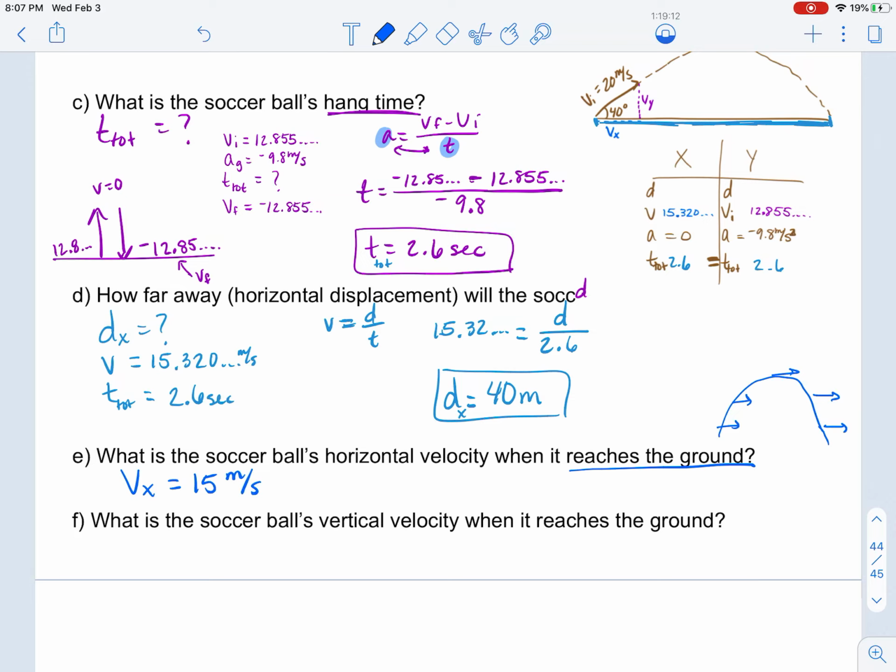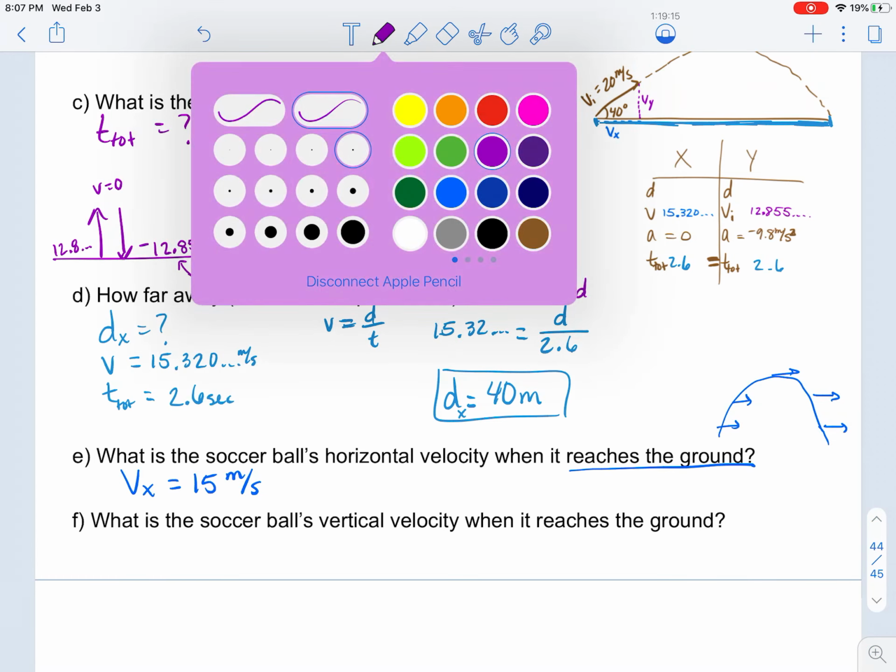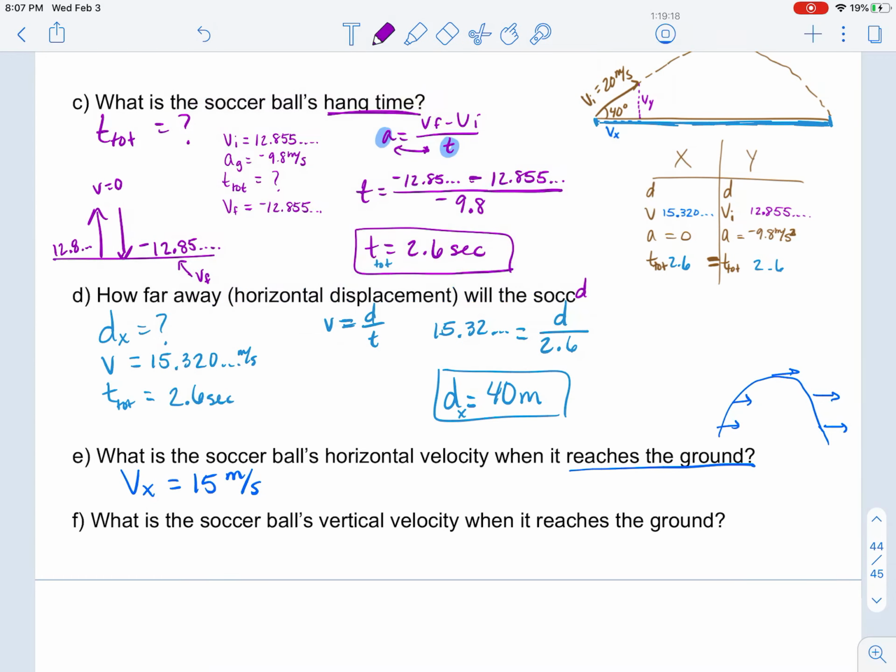The next question says, what is the soccer ball's vertical velocity when it reaches the ground? So we're back to this up and then down motion. And again, assuming that it falls at the same vertical position from which it was launched. So here it says when it reaches the ground, so they're telling us to return to the ground. I am supposed to know that the speeds are the same, but the velocity is going to be in the negative direction. So vertically speaking, my velocity is going to be the same speed but negative. So we would round this to 13 meters per second.